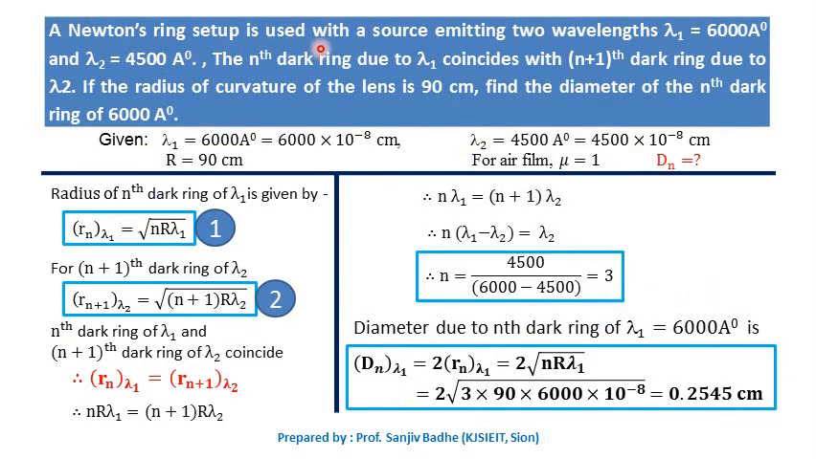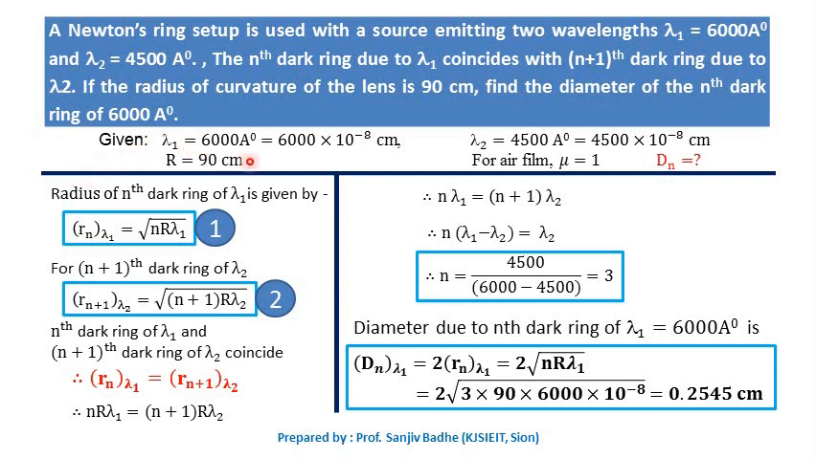A Newton's ring setup is used with a source emitting two wavelengths, lambda 1 equal to 6000 angstroms and lambda 2 equal to 4500 angstroms. The nth dark ring due to lambda 1 coincides with the n plus 1th dark ring due to lambda 2. If the radius of curvature of the lens is 90 centimeters, find the diameter of the nth dark ring of 6000 angstroms.